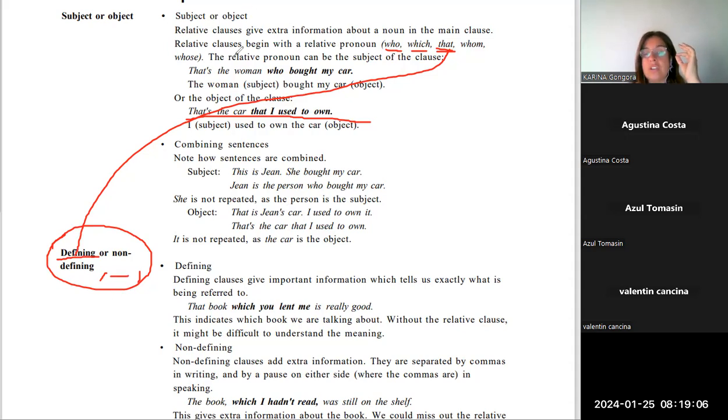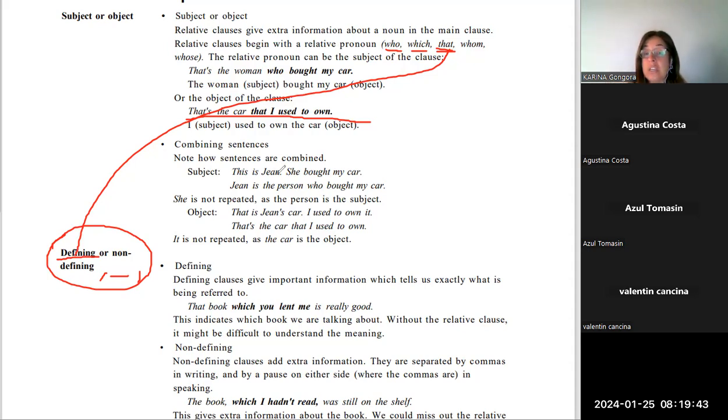Well, we said the subject or the object of the clause. That's the card that I used to know, of course. Combining sentences, we know this. We combine sentences using relative clauses, right? Why? Because the information that we combine is about the same thing. You need to have a bond to combine using relative clauses. Tiene que haber un vínculo entre las oraciones para que yo pueda combinar, right?